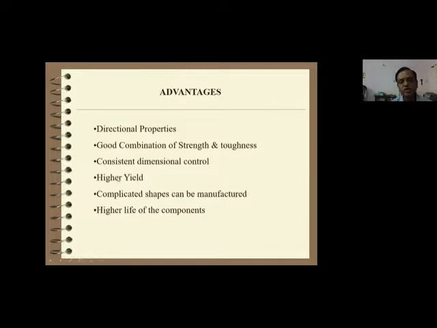So in case of forging, the yield is very good. Then complicated shapes can be manufactured. This is again an advantage of the forging process. And the higher life of the component: because of the forging process, you get the directional advantage, the properties in directionality, and because of that, the fatigue life of the component is very good. So these are the various advantages of forging.